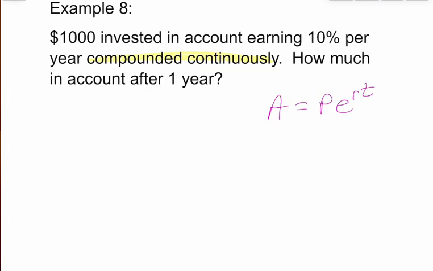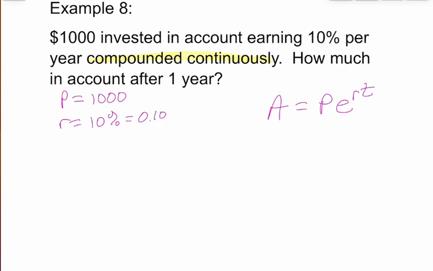Now let's pull out from the problem everything they told us. We are investing $1,000, so that's our starting amount. Our interest rate is 10% per year. Write that as a decimal, 0.10.